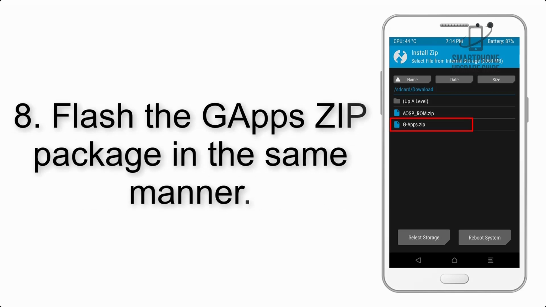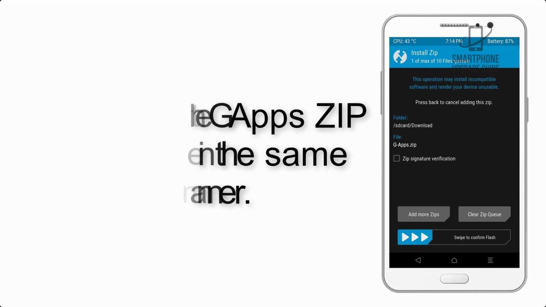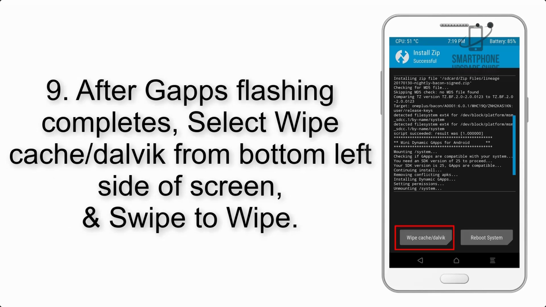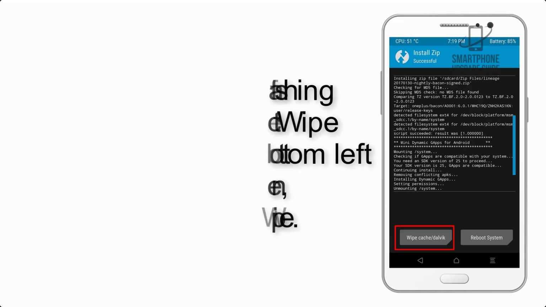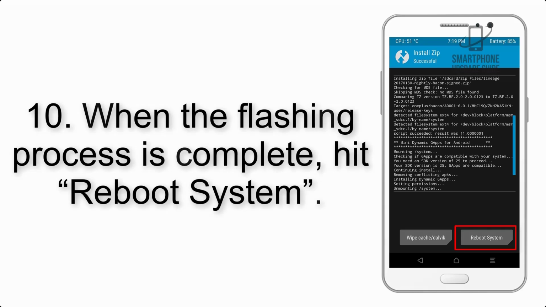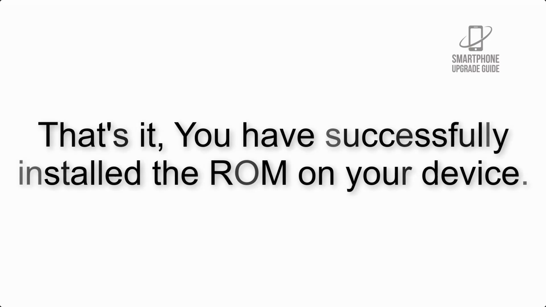Step 8. Flash the GApps zip package in the same manner. Step 9. After GApps flashing completes, select Wipe Cache and Dalvik from the bottom left side of the screen, and swipe to wipe. Step 10. When the flashing process is complete, hit Reboot System. That's it, you have successfully installed the ROM on your device.